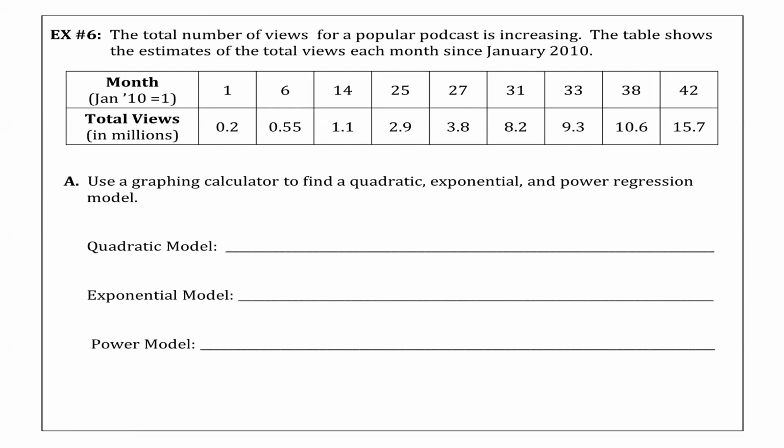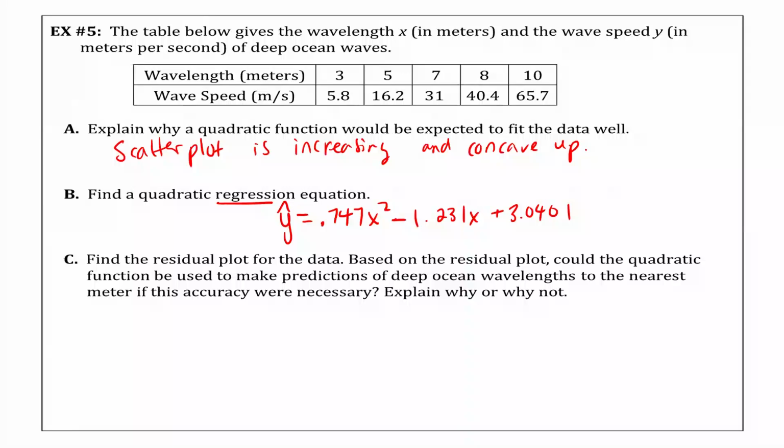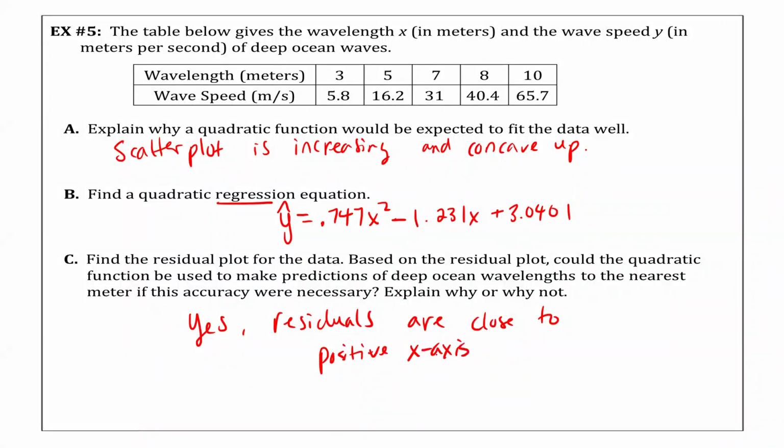So on C, it just basically was saying, how do your residual plots look? They are close to the x-axis. Residuals are close to the x-axis.